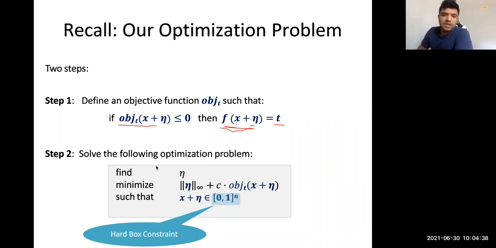We also looked at how optimizing for our p-norm of eta was challenging. We replaced that with a proxy function, which involved the sum of the terms of our perturbation eta. What was remaining was our resulting adversarial example, and we will be talking about that today.